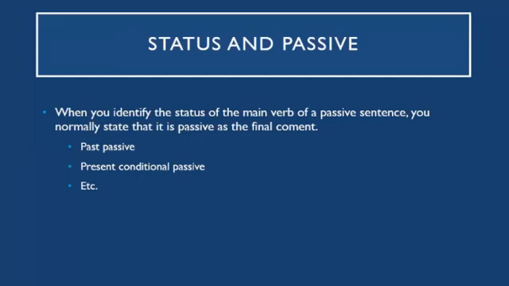Status and passive: when you identify the status of the main verb of a passive sentence, you normally state that it's passive as the final comment. Past passive, present conditional passive, present progressive passive, for example. All right.